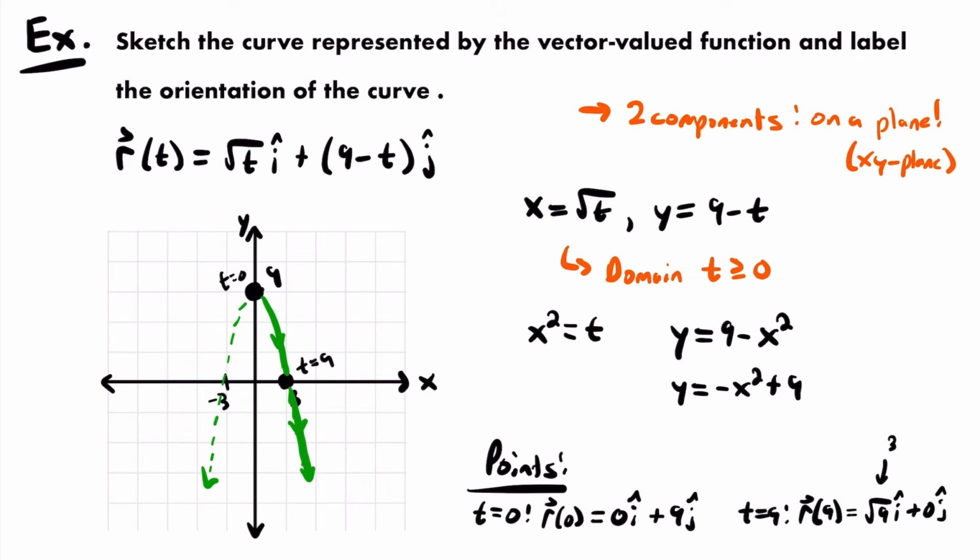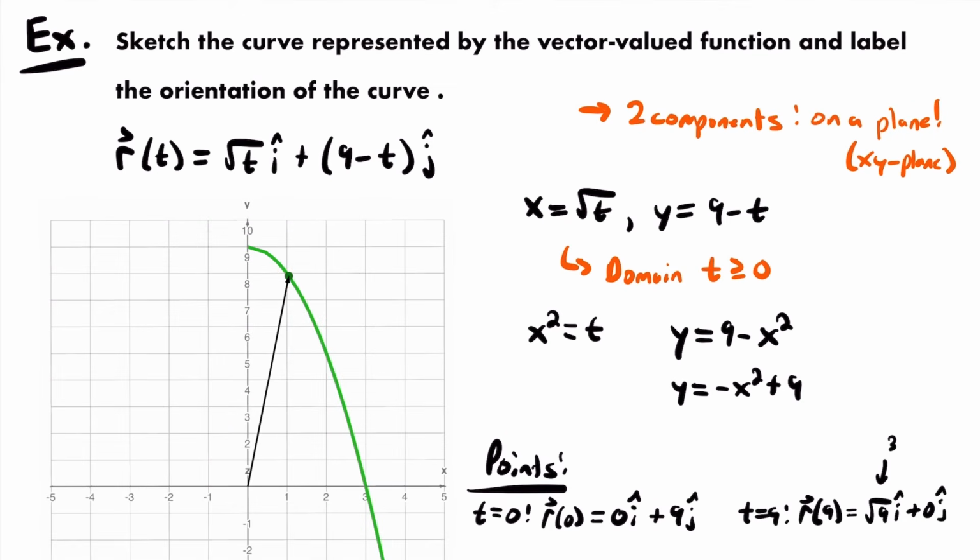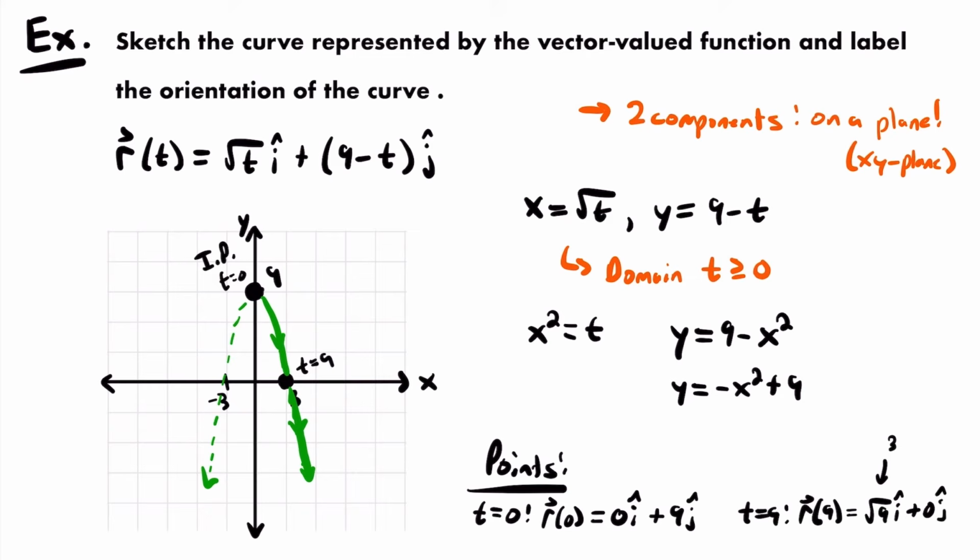If you want, you could also label t equals 0 as the initial point. You could put that there, IP for initial point. But other than that, we have now sketched the plane curve represented by this vector function. And so we're ready to look at another example.